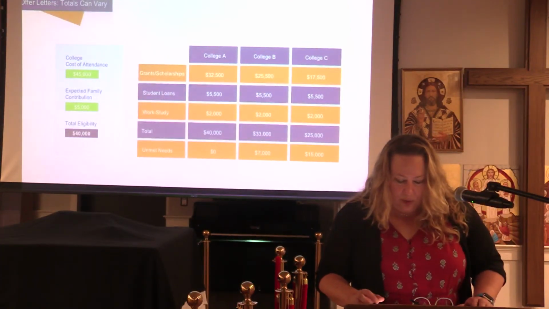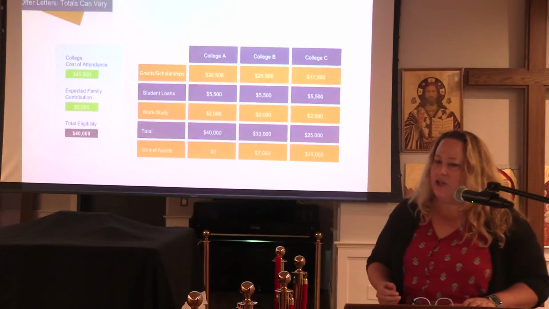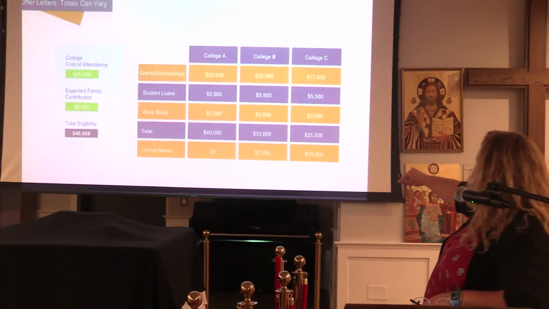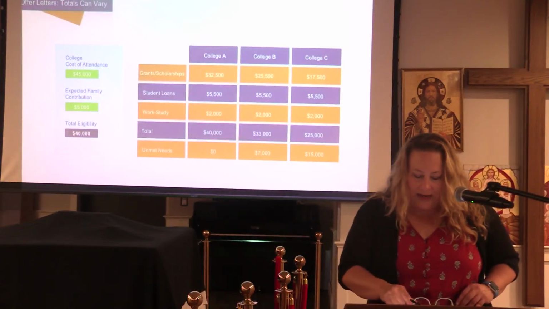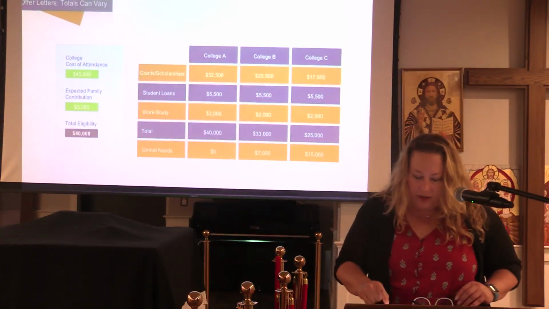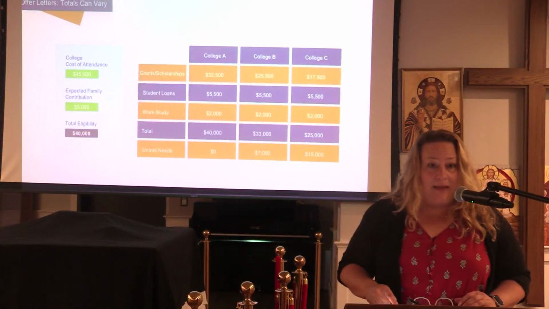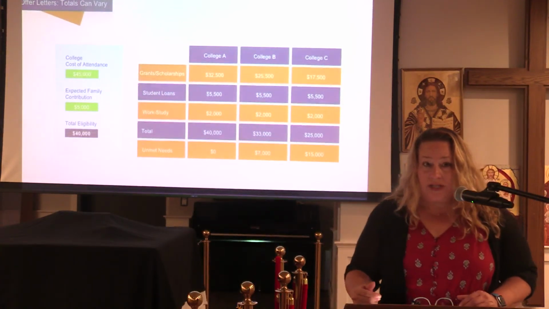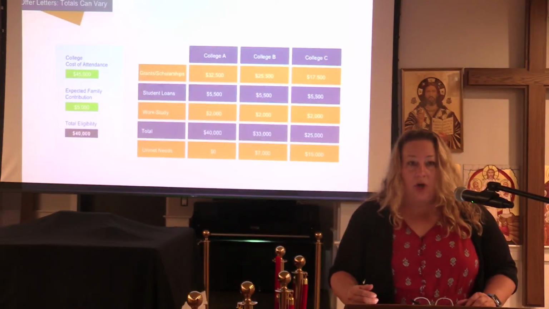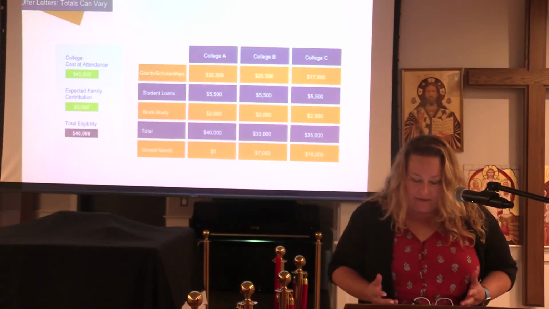Anyway, so we have three different colleges, and you really can't see it at the bottom though. College B and College C, there's unmet need at the bottom there. College B has $7,000 in unmet need that they didn't meet for the family. College C is $15,000. So College A was able to meet 100% of their need.